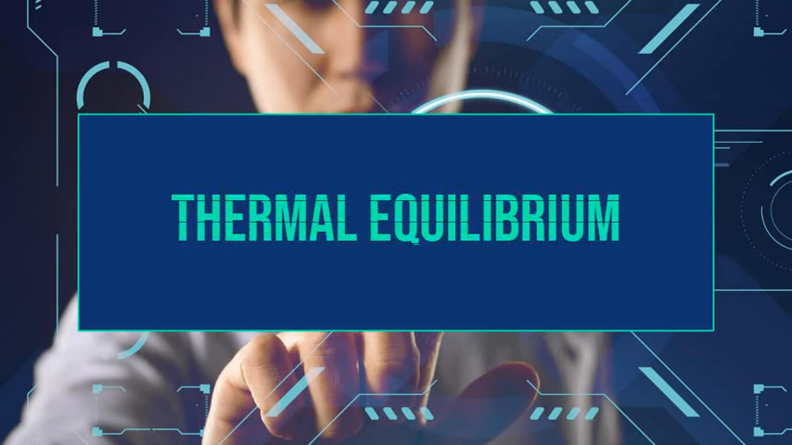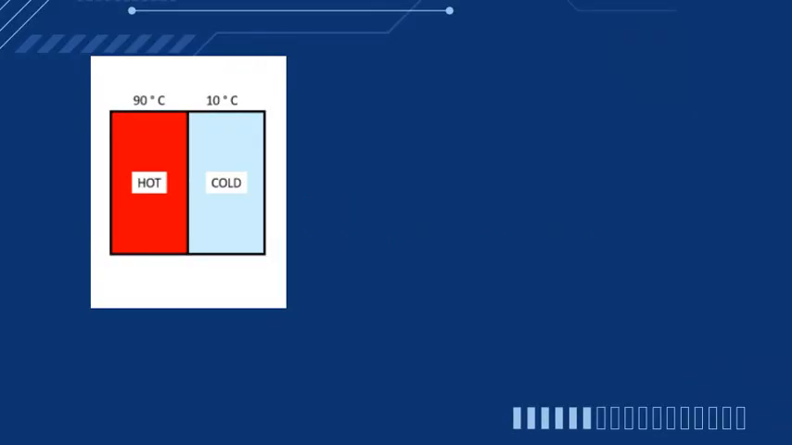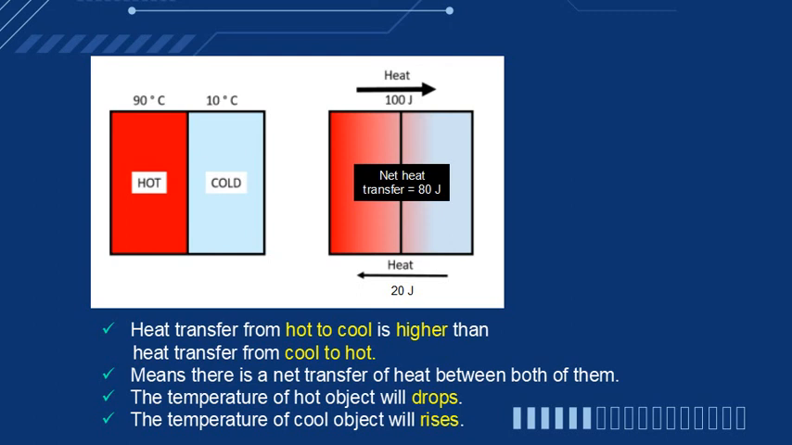Now, let me show you what thermal equilibrium is. There are two objects with different temperatures here. We can say the hot object is in thermal contact with the cool object. So, heat energy can be transferred between both of them. Heat transfer from hot to cool, which is 100 joule, is higher than heat transfer from cool to hot, which is only 20 joule. This is because the hot object has a higher temperature than the cool object. It also means there is a net transfer of heat between both of them. If we calculate 100 joule minus 20 joule, the net heat transfer is 80 joule.